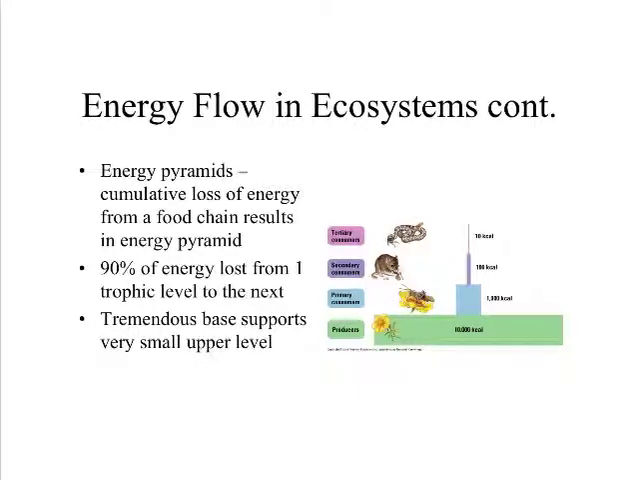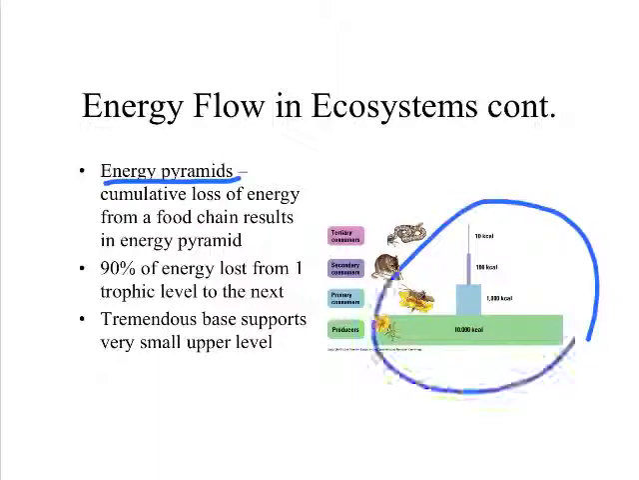Now, as we take a look at the flow of energy in an ecosystem, we can represent the cumulative loss of energy in a food chain as an energy pyramid. So 90% of energy is lost from one trophic level to the next. So if we take a look here, this is kind of an energy pyramid.